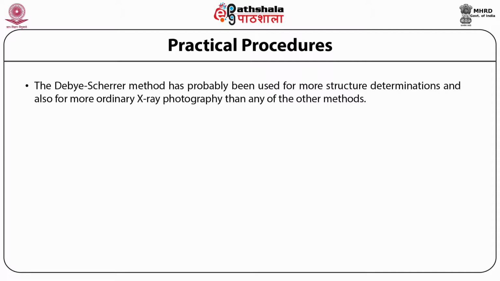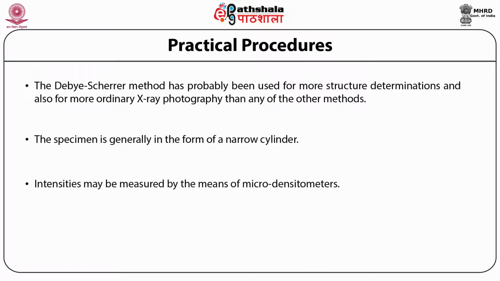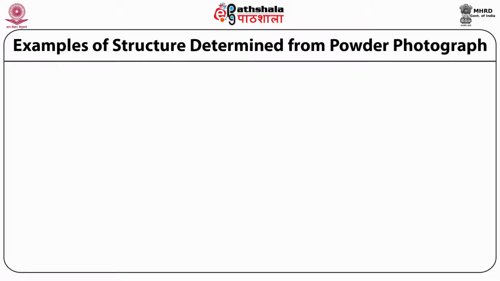The Debye-Scherrer method has probably been used for more structure determinations and also for more ordinary X-ray photography than any of the other methods. The specimen is generally in the form of a narrow cylinder. Intensities may be measured by means of microdensitometers. Let us consider some examples of structures determined from powder photographs.